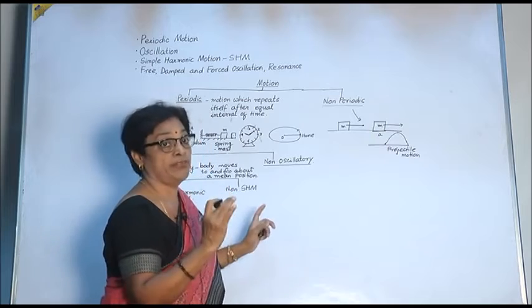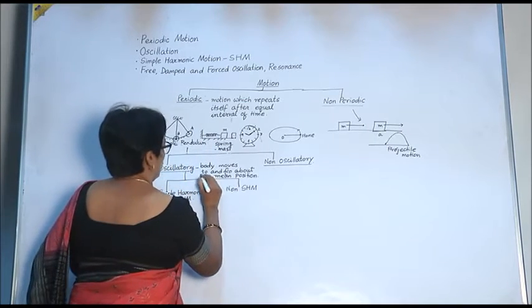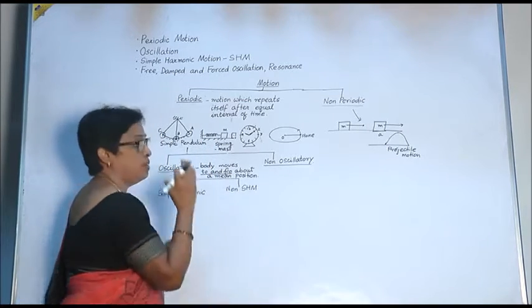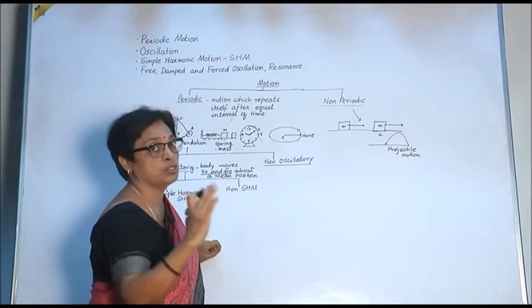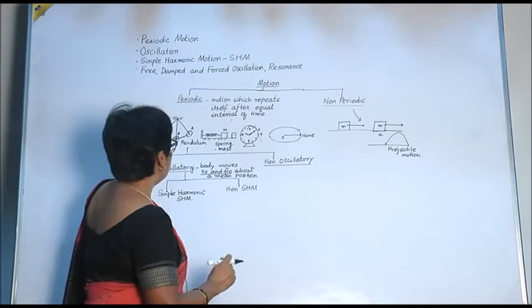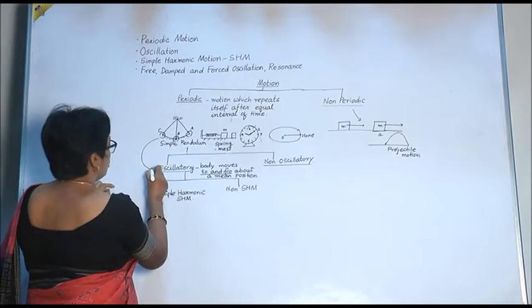That is called to and fro. So, to and fro motion about a mean position. So, this simple pendulum is oscillatory motion.